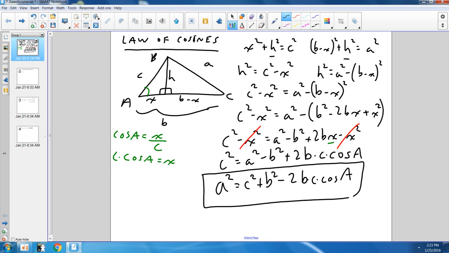Now, there are certain cases when you want to use the law of cosines, just like the law of sines. And just as a little reminder, we have law of sines.